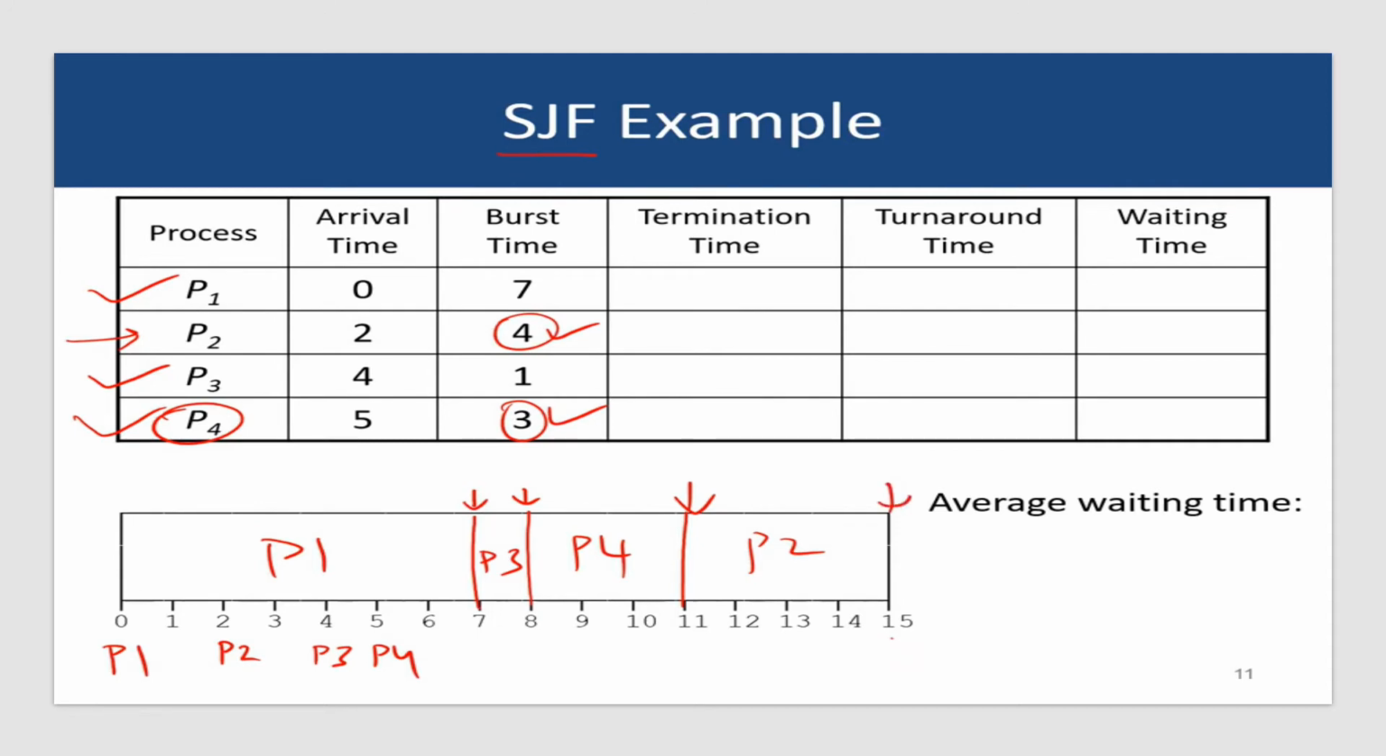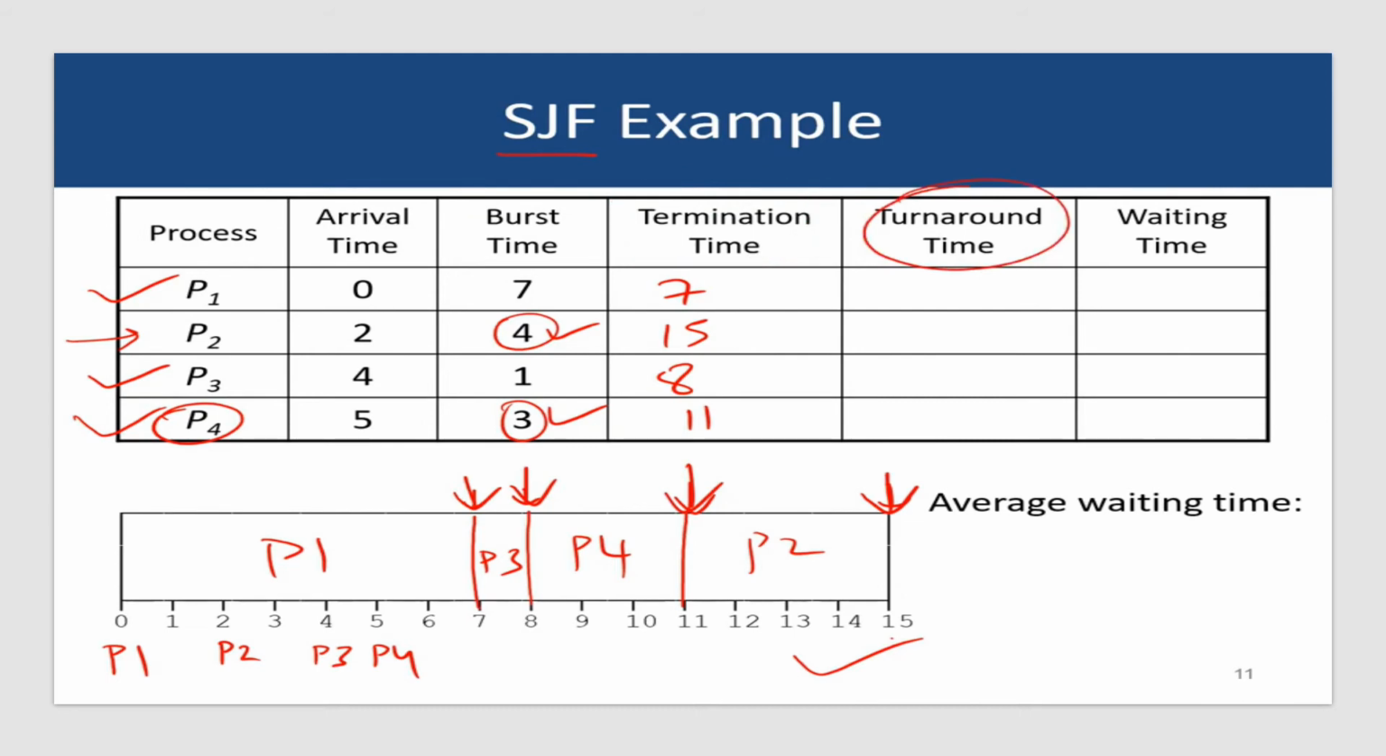Let us complete this table over here using the information in this Gantt chart. Let's first work on the termination time column. Note that P1 finished here at time 7, so the termination time for P1 is 7. P2 finished here at time 15, so its termination time is 15. P3 finished here at time 8, so the termination time of P3 is 8, and P4 similarly finished here at time 11. So that goes here.